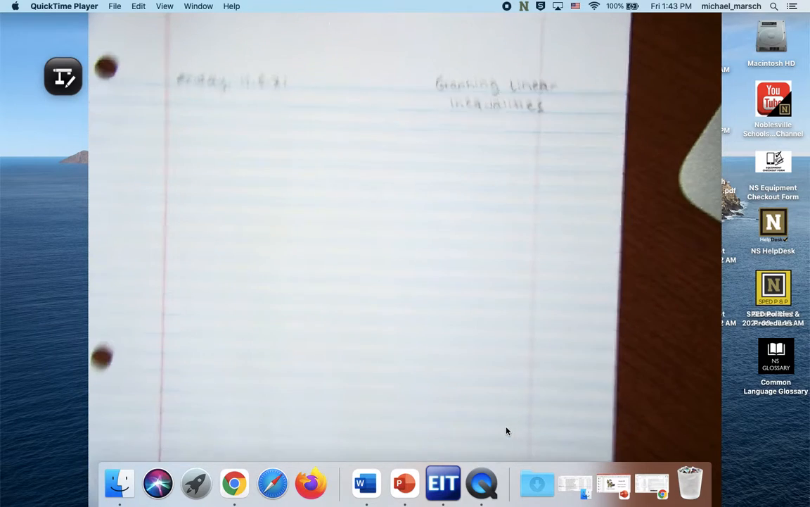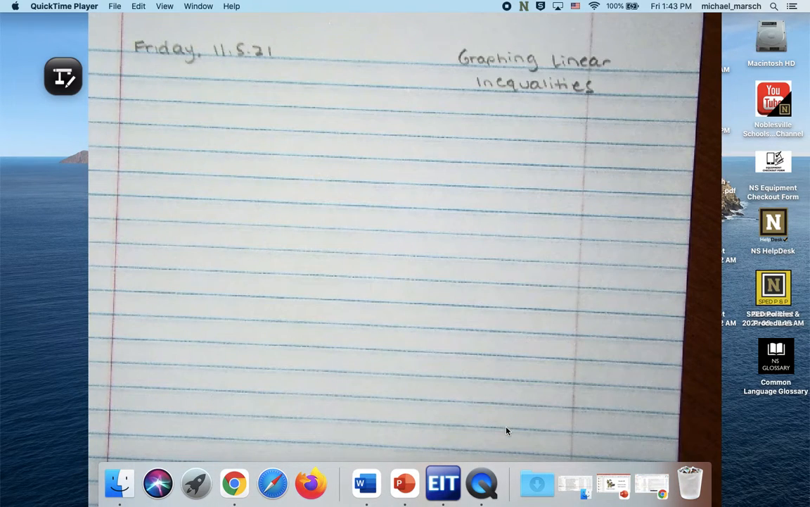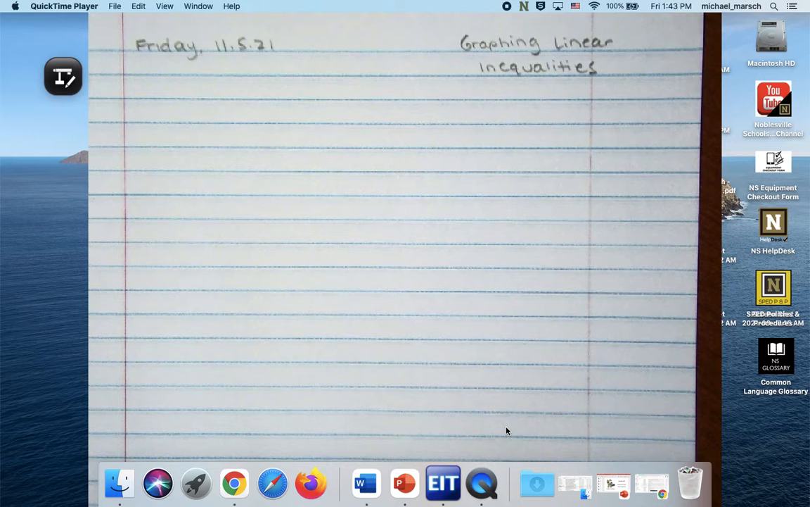Linear inequalities, which, like I said with the Ed Puzzle yesterday, hopefully you have a pretty good idea of how this works, right? We graph it, and then we shade to show all the possible solutions.